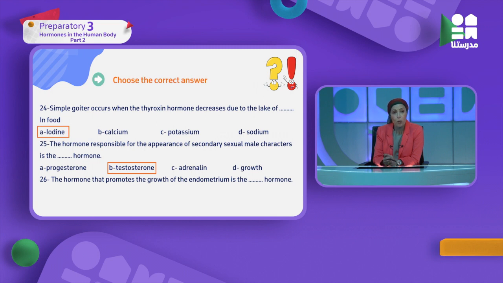The hormone that promotes the growth of the endometrium is what hormone? The endometrium is related to the female, and the female has two hormones, either estrogen or progesterone. Which one facilitates or helps in the growth of the endometrium? Growth hormone or insulin or estrogen or progesterone? Of course the answer is progesterone.